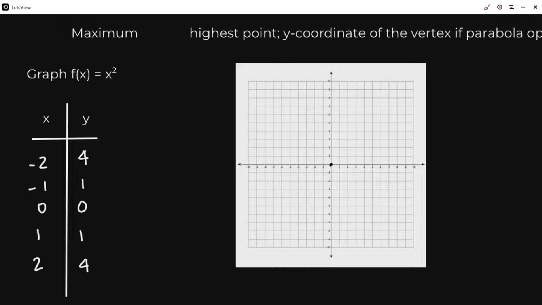So on my graph, it'll look something like this. And you want to make this look U-shaped. And the axis of symmetry always goes through the vertex. So like if you fold your paper on that line, it'll be a mirror image.